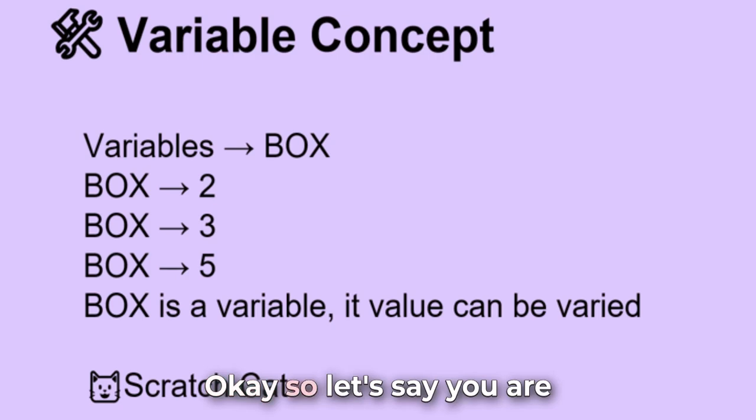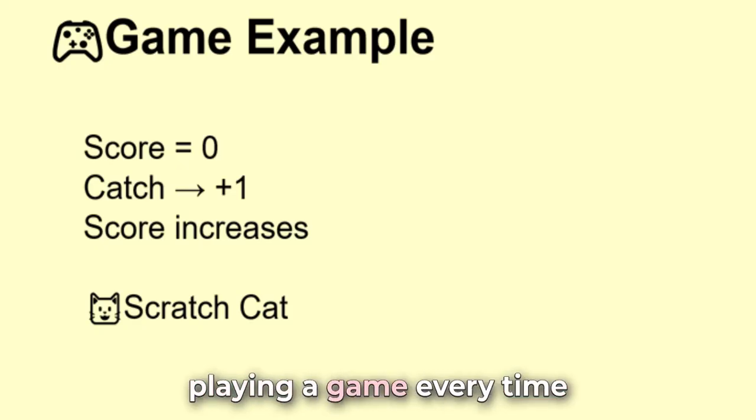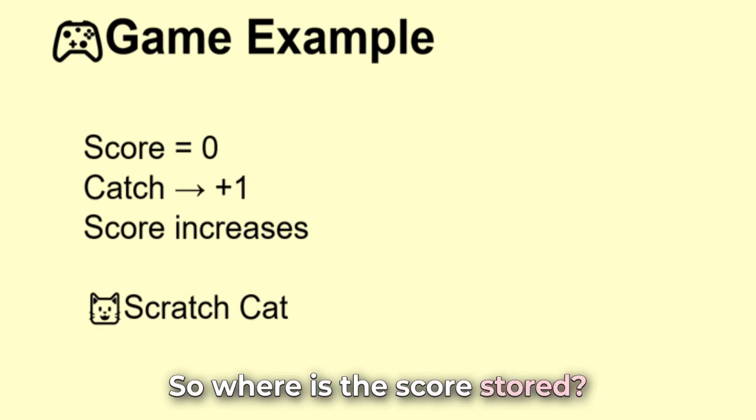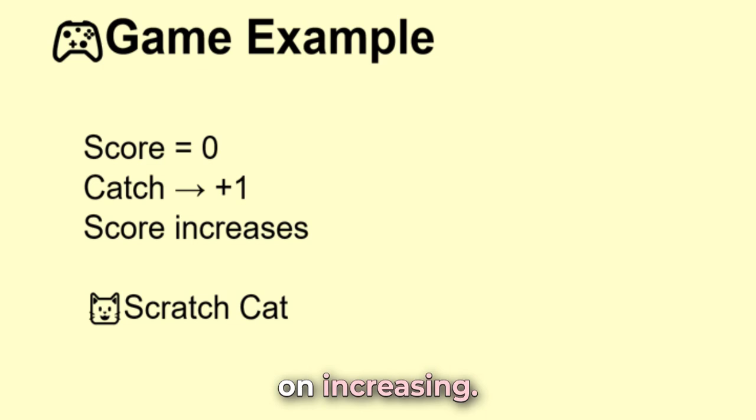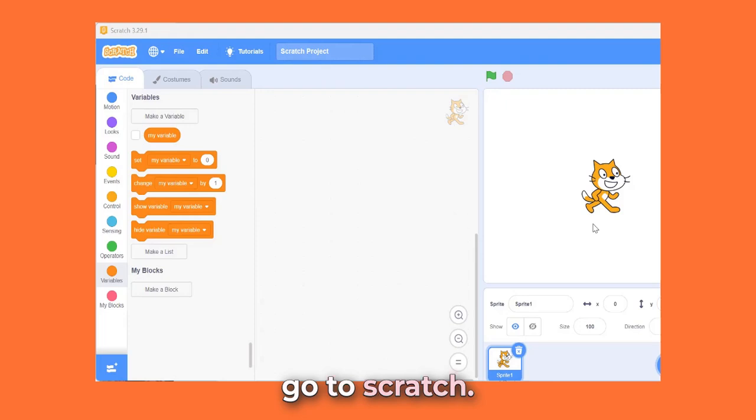Okay, so let's say you are playing a game. Every time you collect a coin, your score increases, right? So where is the score stored? Where it keeps on increasing. So that score is stored in a variable. Okay. So now let's go to Scratch.